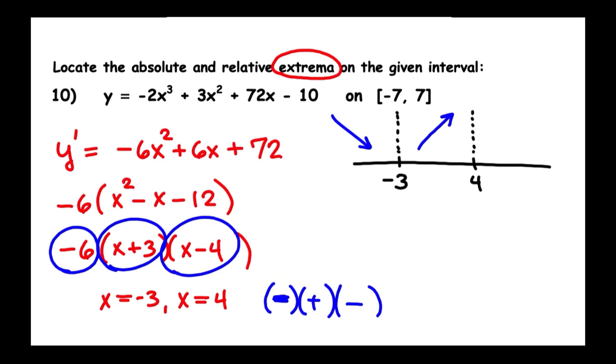And finally, if you put a number in larger than 4, you'll start with the -6, but the other two will go positive. Negative times positive is negative. It's going to fall. And so you're going to have some sort of a min at -3, some sort of a max at 4. But we also have endpoints.